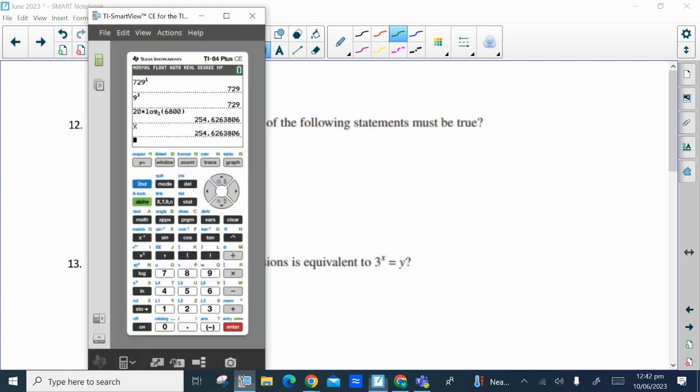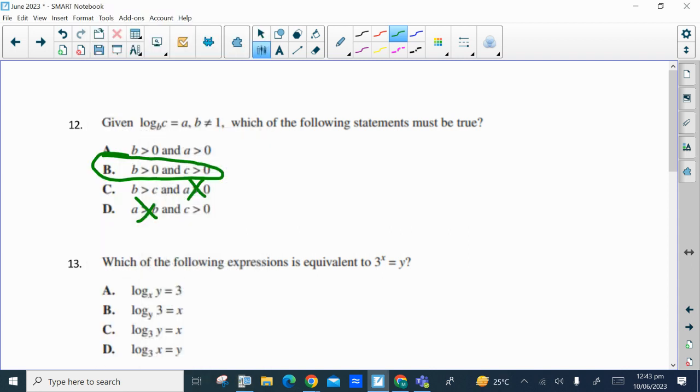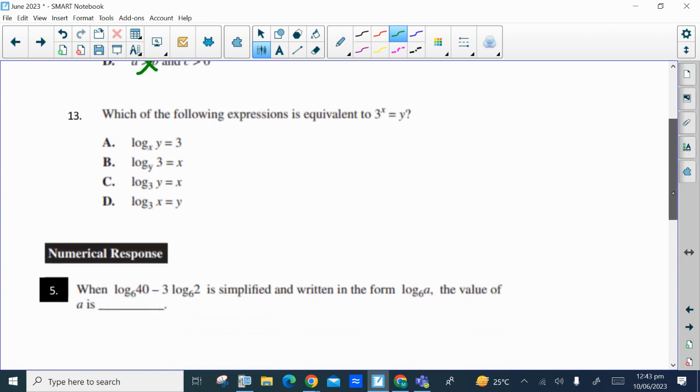For example, if you just took the log of, I don't know, let's say the log of 1/5. That's a decimal. That's a negative value. That's saying 10 to what power is 1/5? The answer is negative 0.69897, etc. So you can get a negative answer for a log. So B was the answer there.